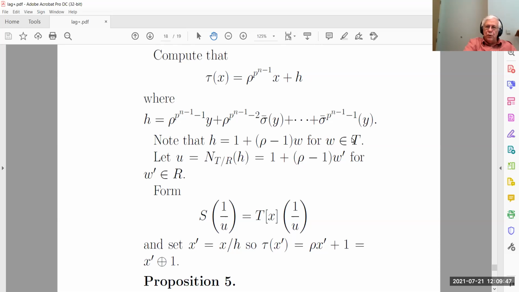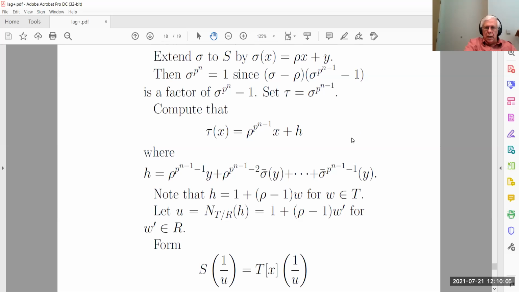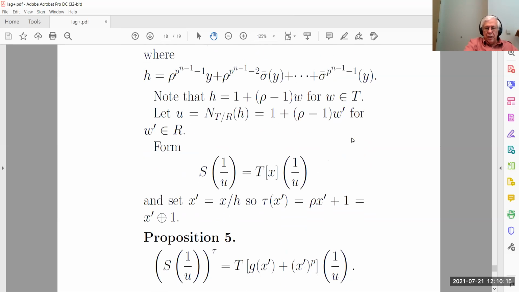H is this element. I do observe that it is congruent to 1 mod rho minus 1, so that's good. And I observe that I can take its norm, and that is also congruent to 1 mod rho minus 1, and I can invert this element u, which is its norm. So I'm inverting h and all of its conjugates, which is good. And now I form the polynomial ring T[x_1] over u inverted, and that's S_1 over x. I have to divide my element x by h, and now tau of x prime is rho x prime plus 1.